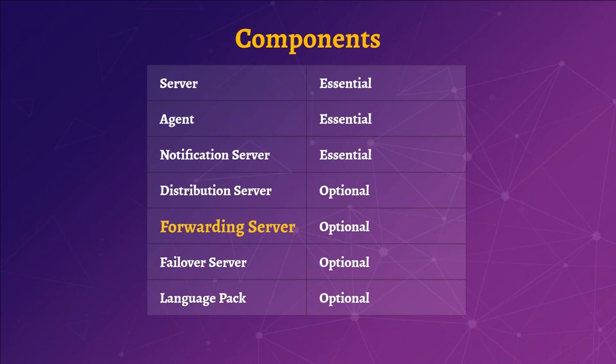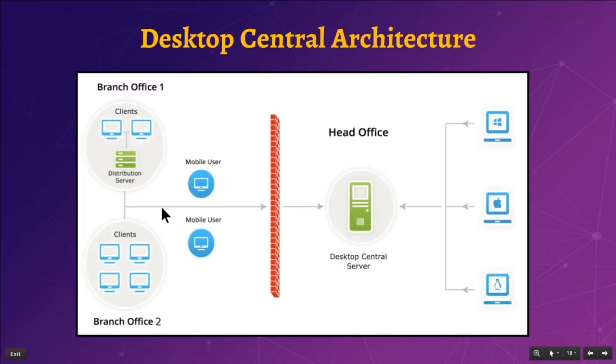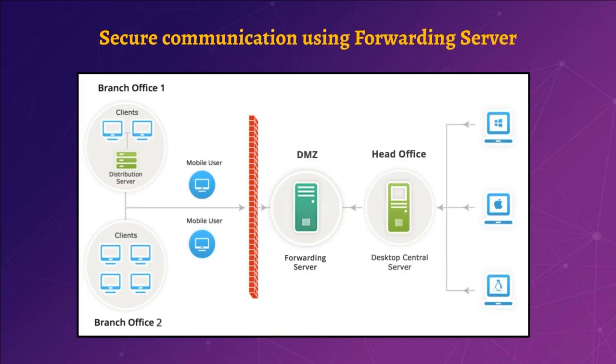So next is the forwarding server. Remember I told you about the roaming users, where I need to place my server in the DMZ or expose my server to the internet. In case I have constraints in placing my server in the DMZ, then I can use the option called forwarding server, which is an additional component. The forwarding server acts as a secure gateway between the main server and the roaming users and the remote office client machines. Any communication between these roaming users and remote office client machines will be routed only through this forwarding server. So this will be a secure gateway.